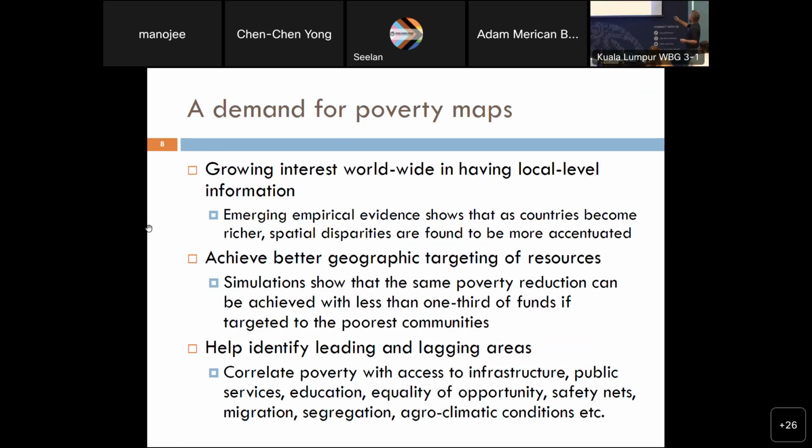And as I already mentioned before, there's also growing empirical evidence that suggests that even as countries grow richer, these spatial disparities are not going away. If anything, they get bigger. I just showed you the US. That's presumably a very rich country, and even in the US, you see that this variation in local poverty levels, if anything, gets starker.